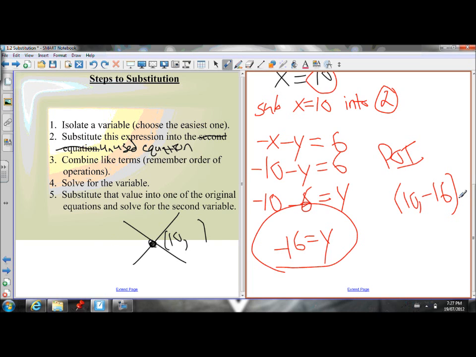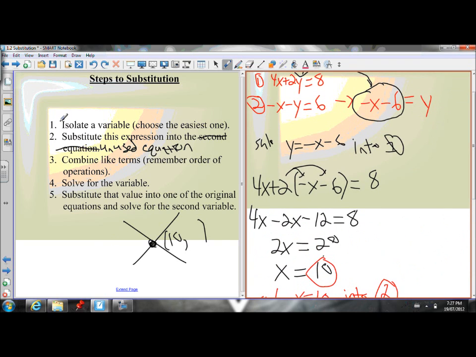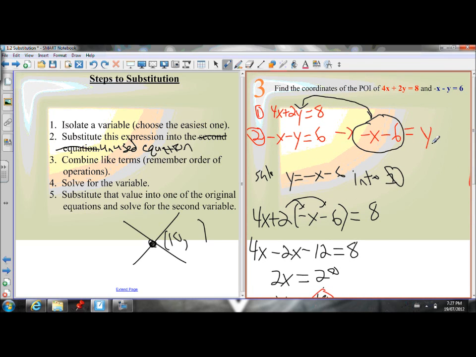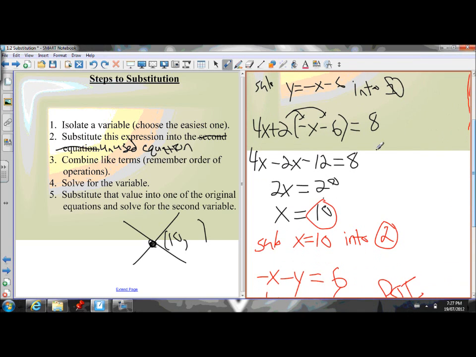So once again, the steps I did: I isolated a variable, the y in the second equation. I then substituted what y was equal to into the other equation, so into the first one. I substituted that expression into the unused equation. I then combined all my like terms, I remembered my order of operations, and then I solved for the variable.